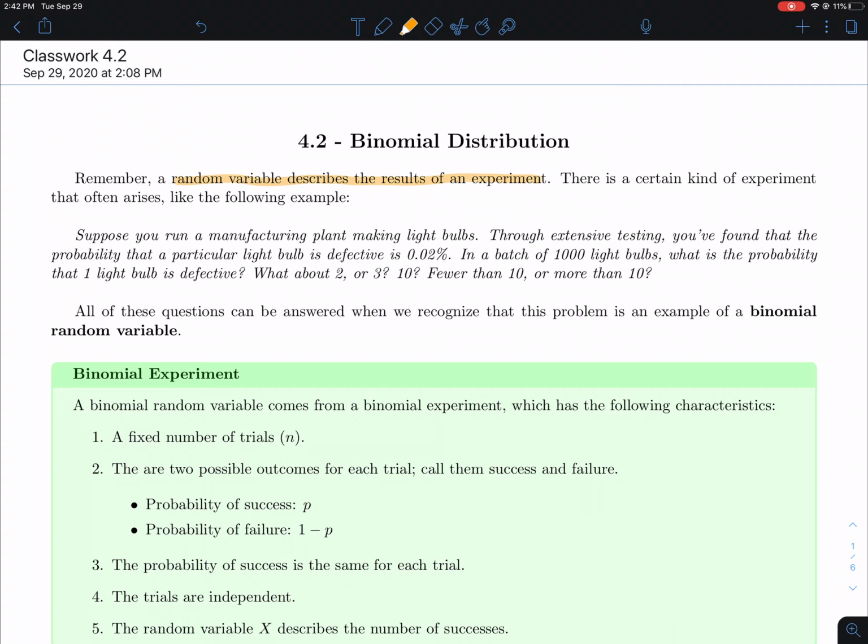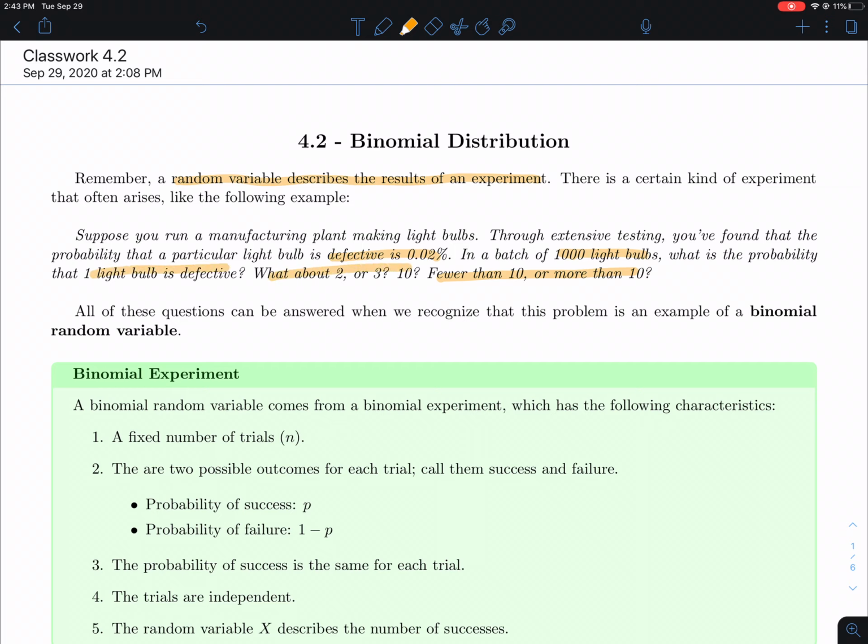So there's a certain kind of experiment that often arises that's kind of similar to this example, and these are kind of neat. So suppose you run a manufacturing plant making light bulbs. Through extensive testing, you found that the probability that a particular light bulb is defective is 0.02% in a batch of 1,000 light bulbs. What's the probability that one light bulb is defective? What about 2, 3, 10, fewer than 10, more than 10? So you see those words are starting to creep in.